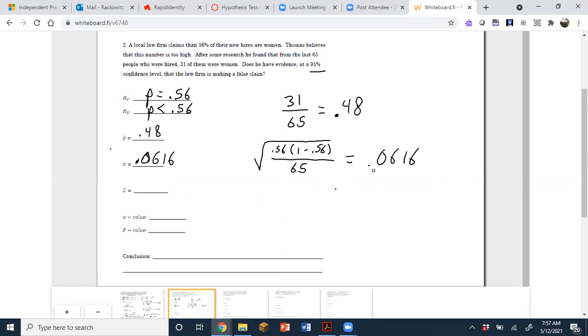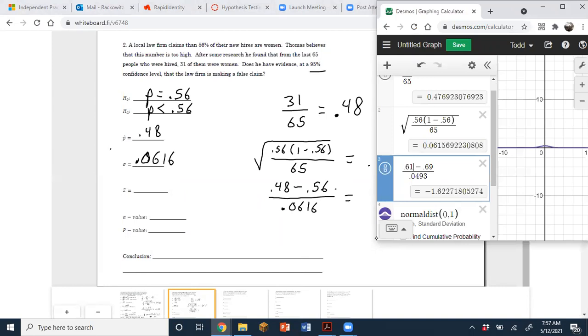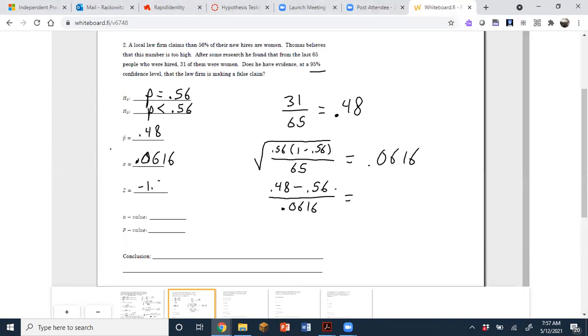So then the z-score is p hat, 0.48, minus p, divided by your standard deviation. So we do 0.48 minus 0.56, divided by 0.0616, which is negative 1.30. That's negative 1.30.